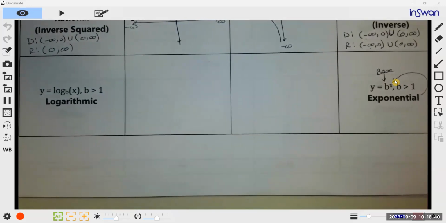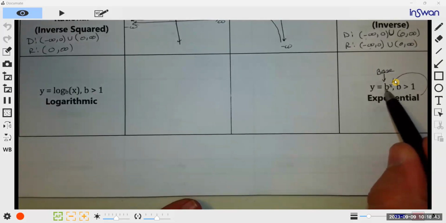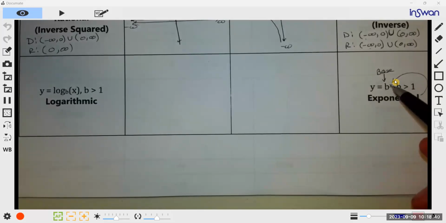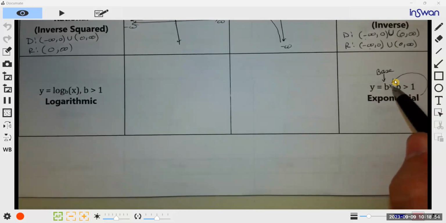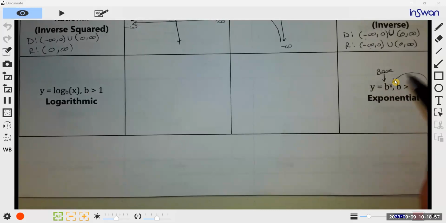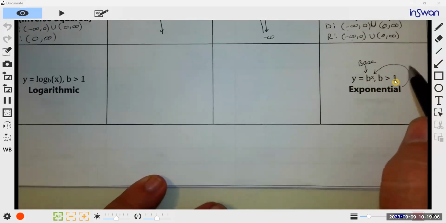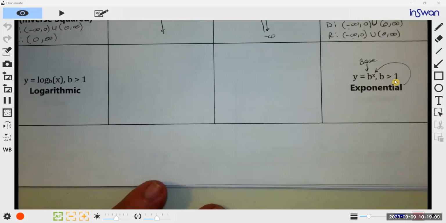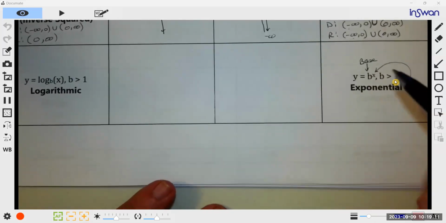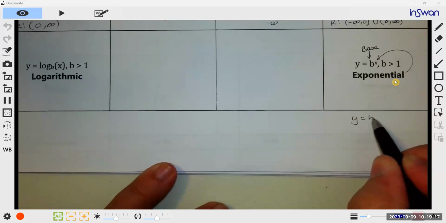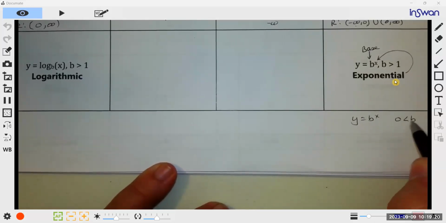A couple of things have to be true here. b, the base, has to be bigger than 1. Because if it's negative, x can be odd or even. So if it's even and b was negative, it would change from positive, negative, positive, negative. It would oscillate. It would go up and down, up and down. So we have to restrict b to being positive, and it has to be greater than 1. There's another condition for this when b is between 0 and 1.